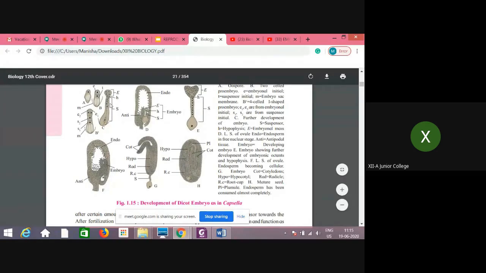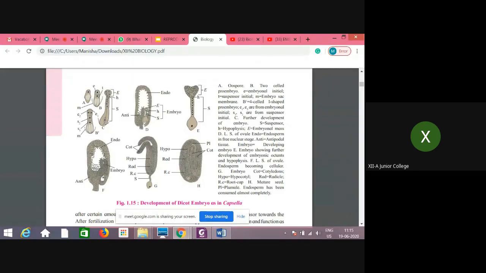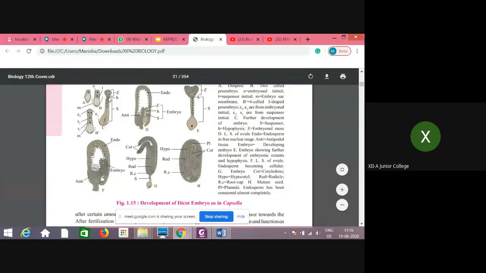The lowermost cell of the suspensor, which becomes swollen and enlarged, is called the haustorium. In the case of the suspensor, you can see this is the entire suspensor, and the lowermost cell, which becomes larger in size and swollen, is called the haustorium. And the uppermost cell, which is immediately next to the embryonal cell, where embryo development is taking place, is called the hypophysis.